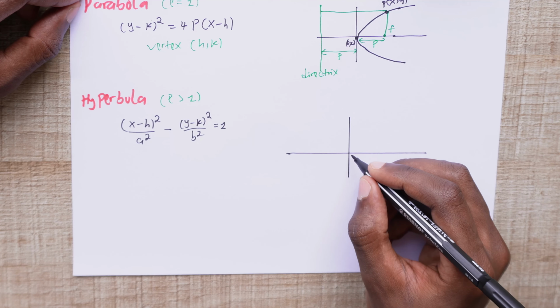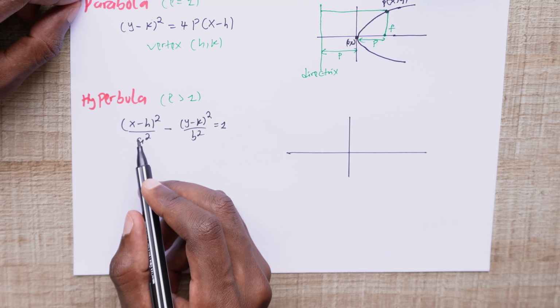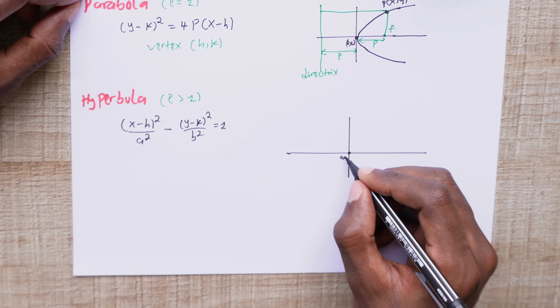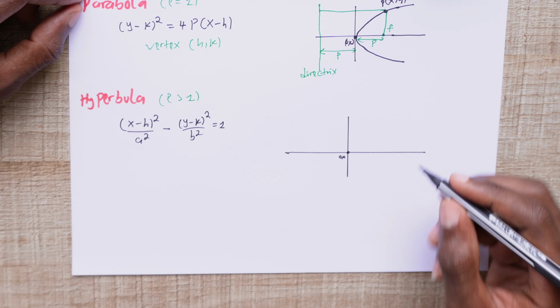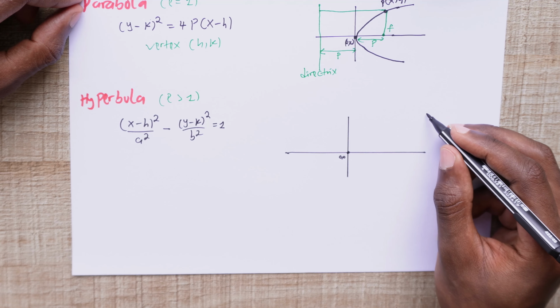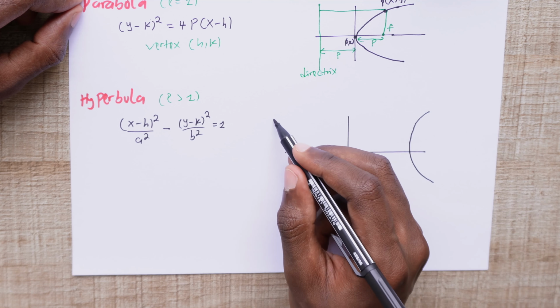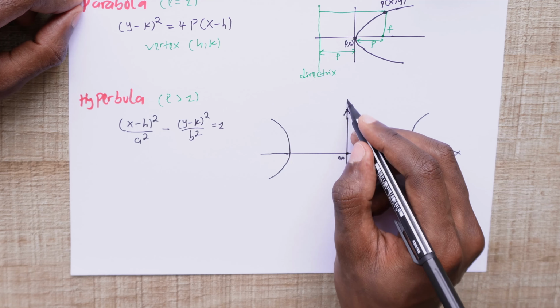So if you want to represent that, let's place the center of our hyperbola. So h, k again represents the coordinates of the center. Let's say we are at 0, 0. We're going to have two portions of the curve that defines the hyperbola, like that. Here you have the x-axis and the y-axis.